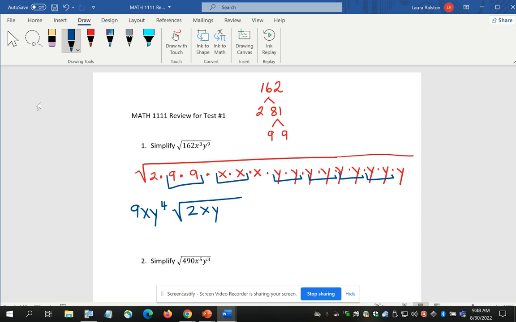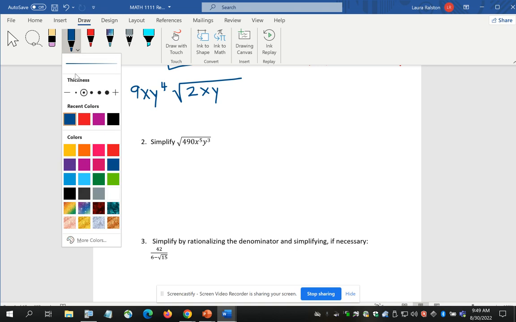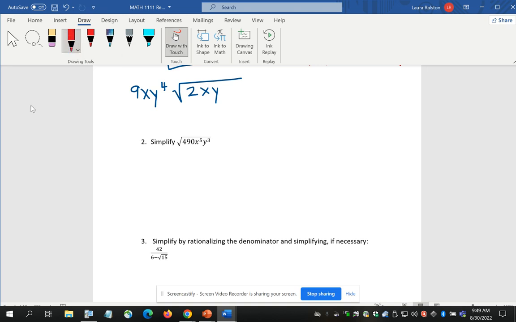So in simplified form, the square root of 162 x cubed y to the ninth is 9x y to the fourth times the square root of 2xy. Okay, question number 2 is, again, a simplification problem, and we have the value 490. So if I break down 490, I know that that's 10 times 49.